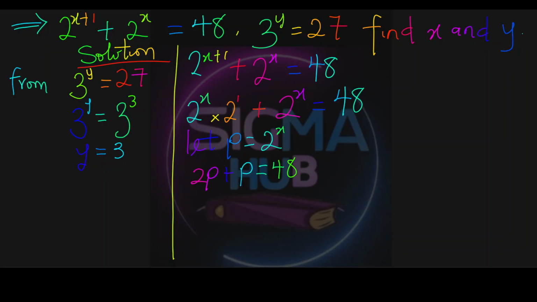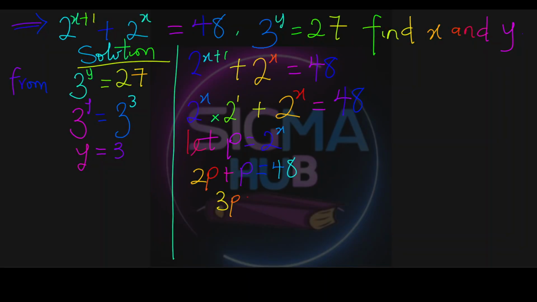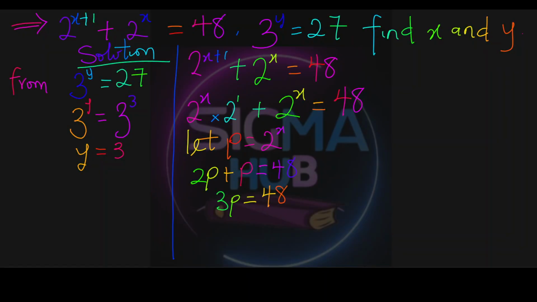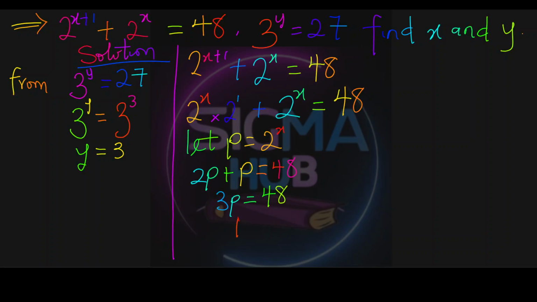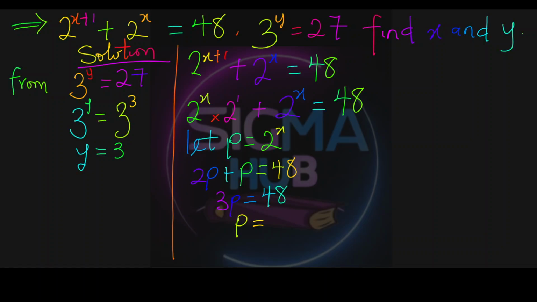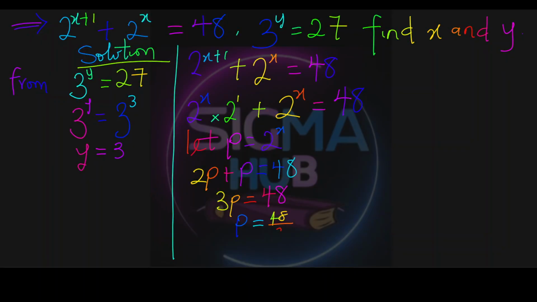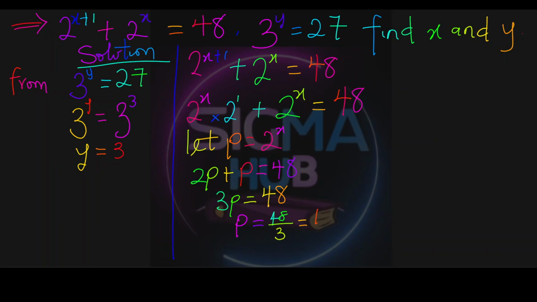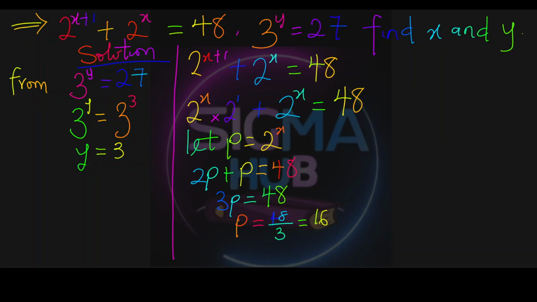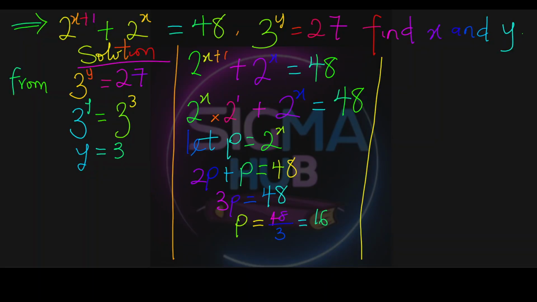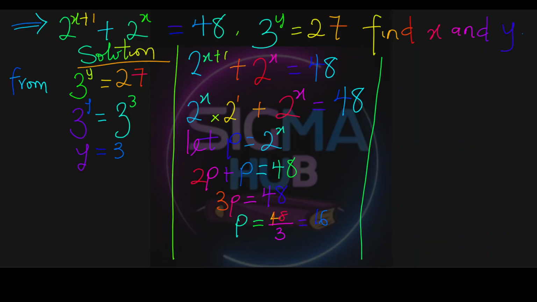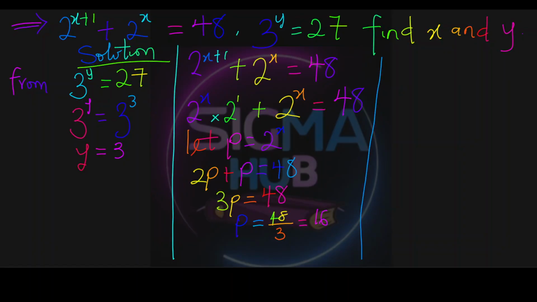And 2p plus p is 3p. So we have 3p equal to 48. So what is going to be our p? p is going to be 48 divided by 3, and that's 16. So if p is 16, then how do we get x? Then we come back, recall.